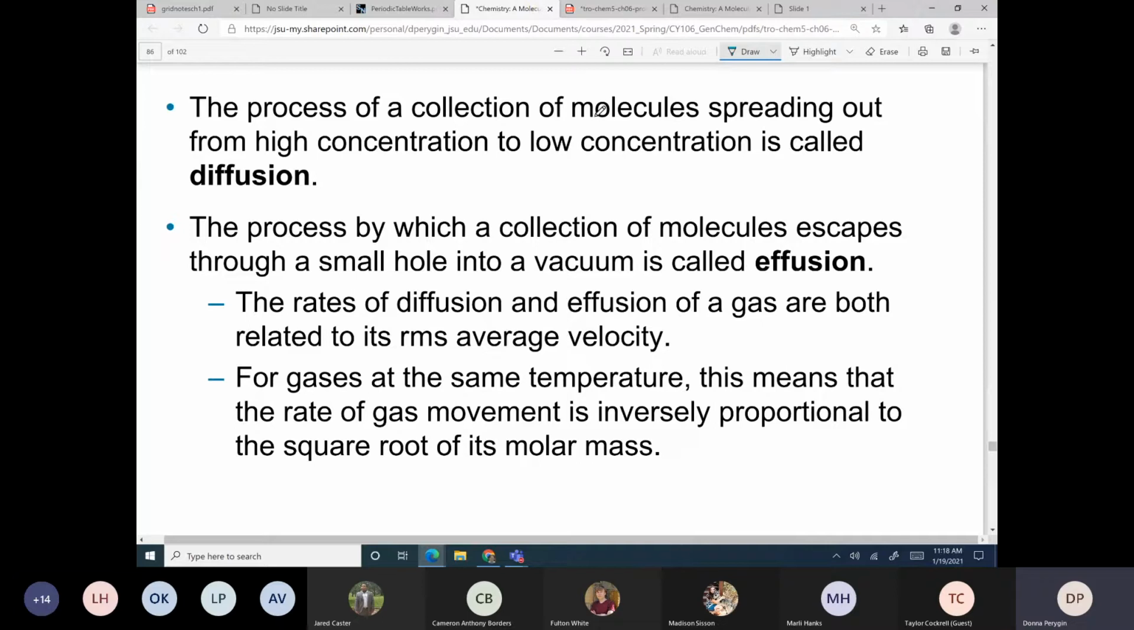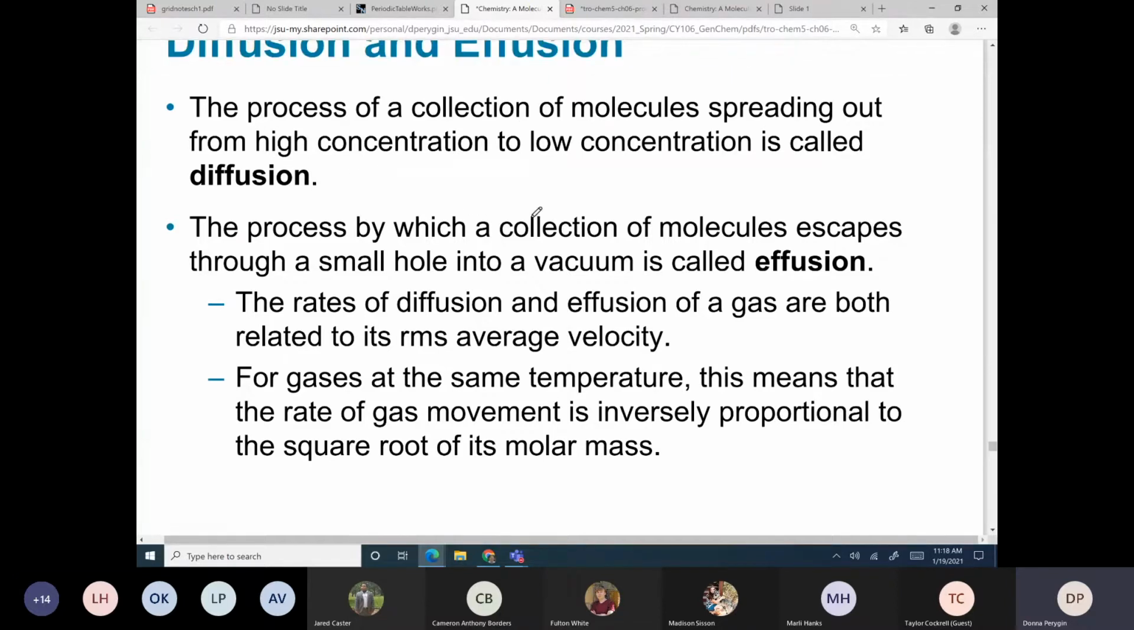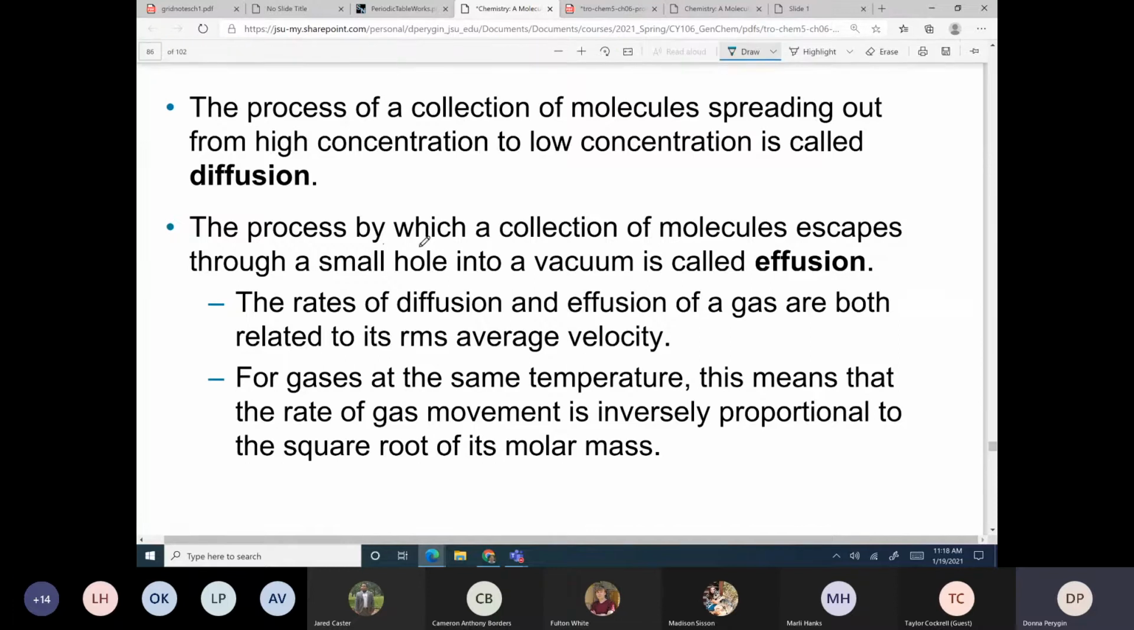The process of a collection of molecules spreading out from high concentration to low concentration is called diffusion. We're not really going to be doing anything with that. But the process by which a collection of molecules escapes through a small hole into a vacuum is called effusion.